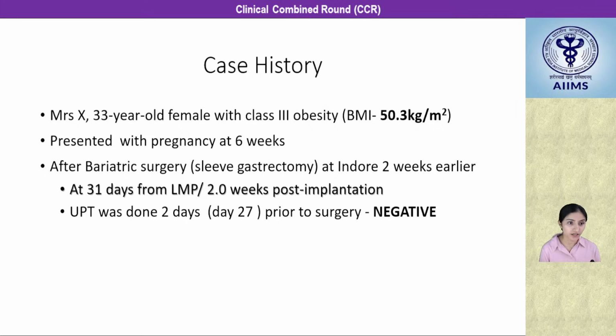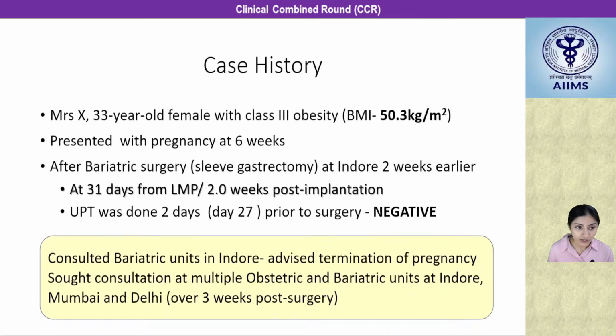Mrs. X, a 33-year-old female with class 3 obesity with a BMI of 50.3 kg per meter square, presented at AIIMS at 6 weeks of gestation. She had undergone bariatric surgery at Indore 2 weeks earlier, at 31 days from her last menstrual period. UPT was done 2 days prior to the surgery, which was negative. She consulted her parent bariatric unit in Indore and was advised termination of pregnancy.